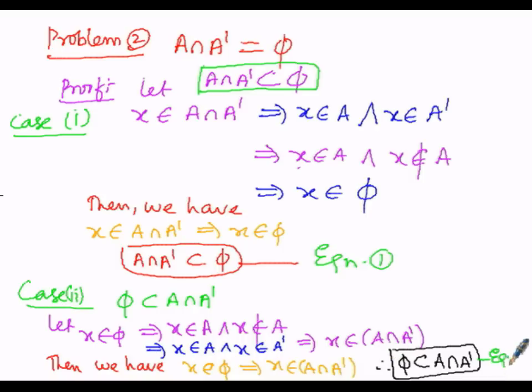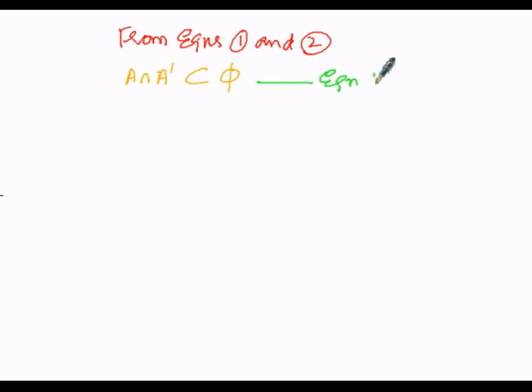From the two conditions, 1 and 2, or from equations 1 as well as 2: the first equation is A intersection A dash is a subset of phi, which is condition number 1, and the second condition is phi is a subset of A intersection A dash. Let us consider this as condition number 2 or equation number 2.